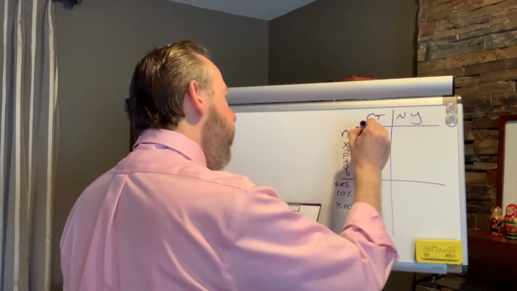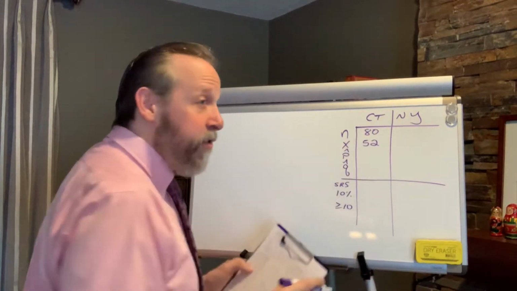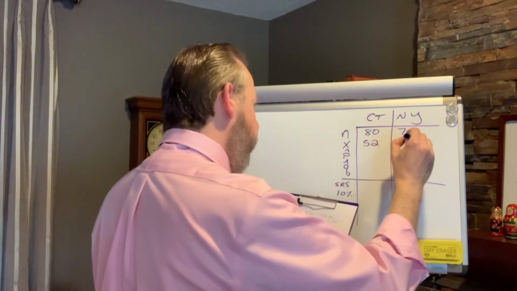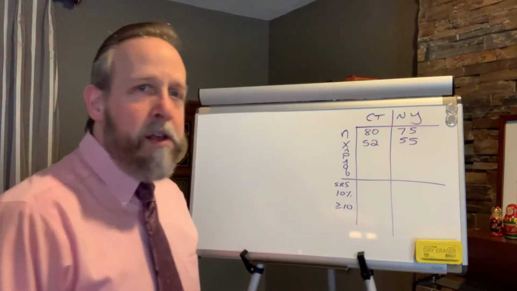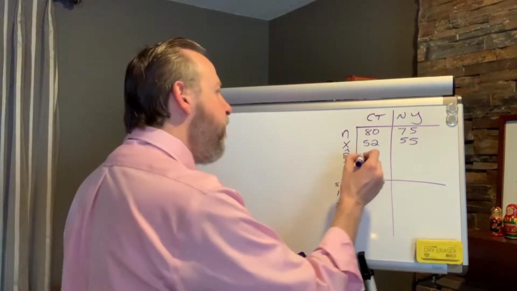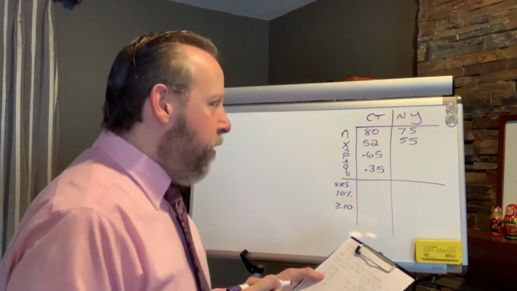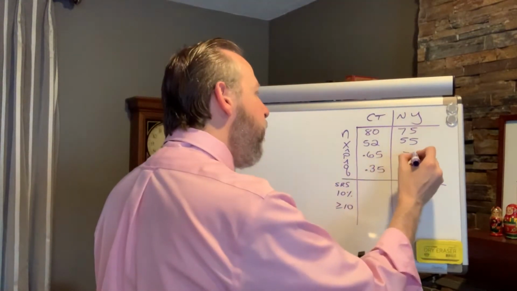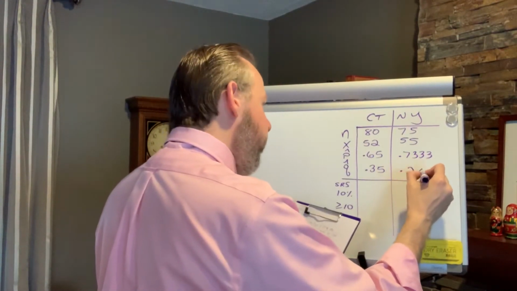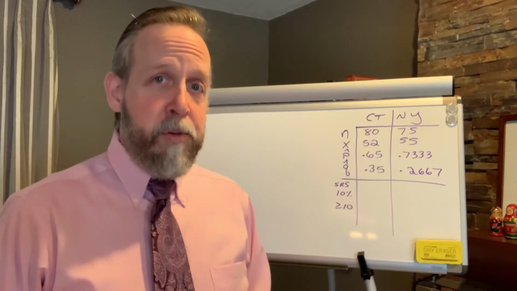All right, so I told you that we had 80 people in Connecticut, and of them, 52 made at least $85,000 a year or more. And similarly in New York, we had 75 people and 55 of them were making good money. Well, what is P hat for Connecticut? 52 divided by 80 is 0.65, leaving 0.35 for Q hat. And in New York, 55 over 75 is 0.73 repeating, which leaves 0.2667 for the Q hat. So far, so good. All we've done is summarized our data.